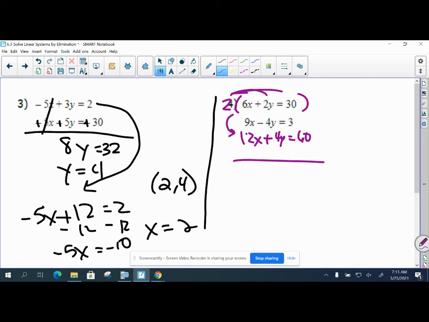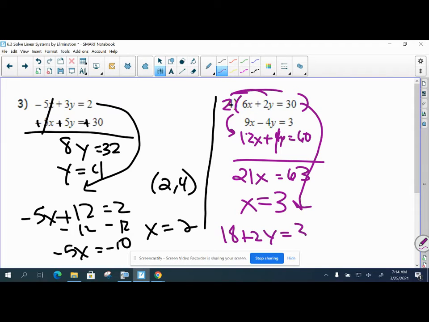Okay, now I'm going to combine the equations. This would make 21x, y's cancel, equals 63, divided by 21, and we get 3. And then plug 3 back in. Now, you can plug it into this equation, but I'm just going to pick one of the original equations because the numbers are smaller. So I'm just going to do this one. So 6 times 3 is 18, plus 2y equals 30. Subtract 18, you get 2y is 12. Sorry, I'm ahead of myself. So y is 6. So (3, 6) would be that one.